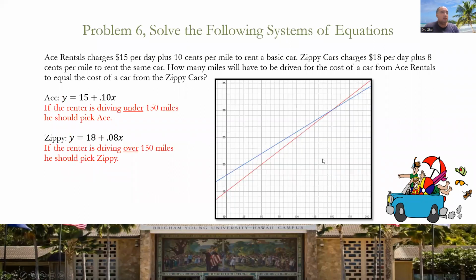If on the other hand we drive under 150 miles, you should pick ACE. The red line shows the cost of ACE. The difference between the two is how much more you're going to have to end up paying. That's your opportunity cost for not having picked the other one. On the other hand, if you're going to drive more than 150 miles, you should pick Zippy. Zippy's the blue line, and that one's less than red. And the difference will be the amount of the space between the two.